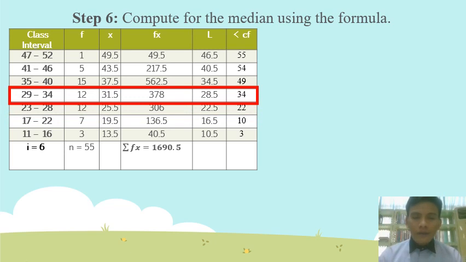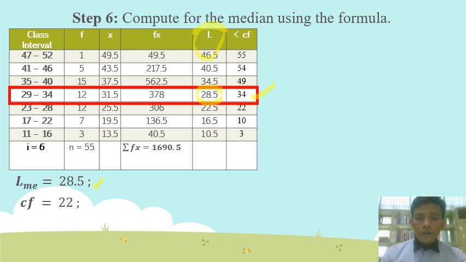The location of our median class is here. The value of the lower boundary of the median class will be 28.5. Now for the cumulative frequency, it must be the one before the median class. So the cumulative frequency before the median class will be 22.